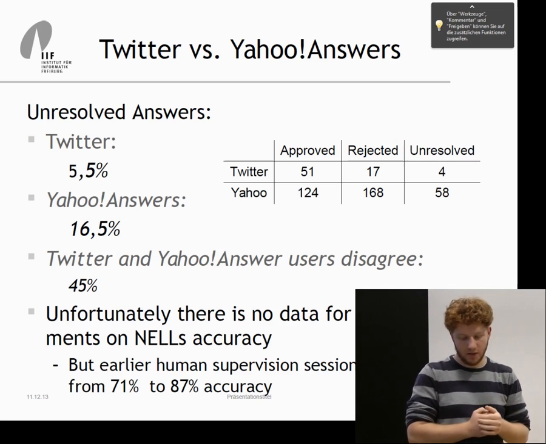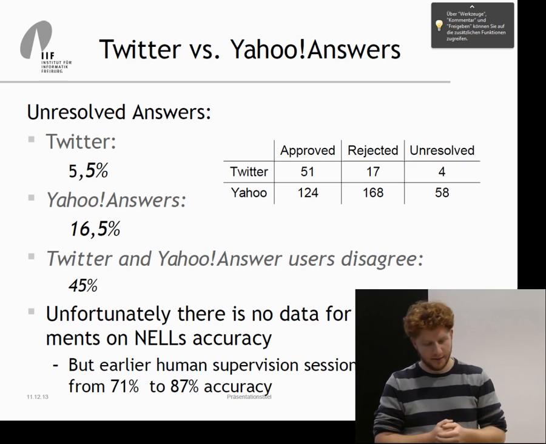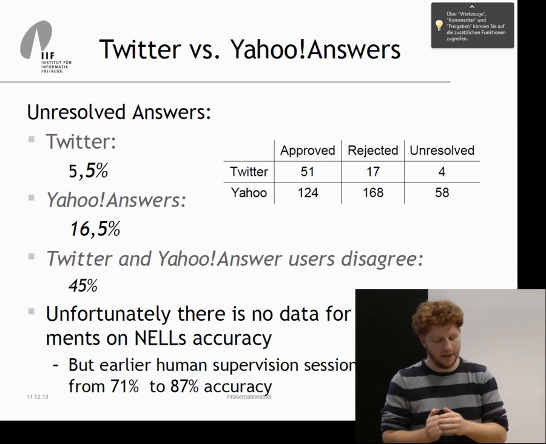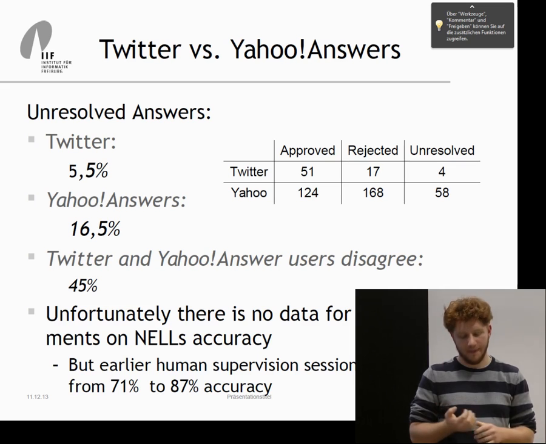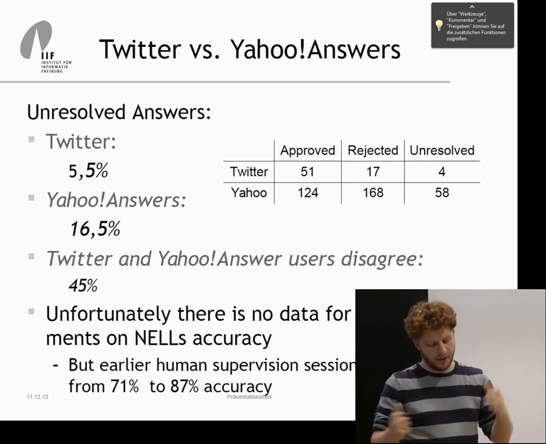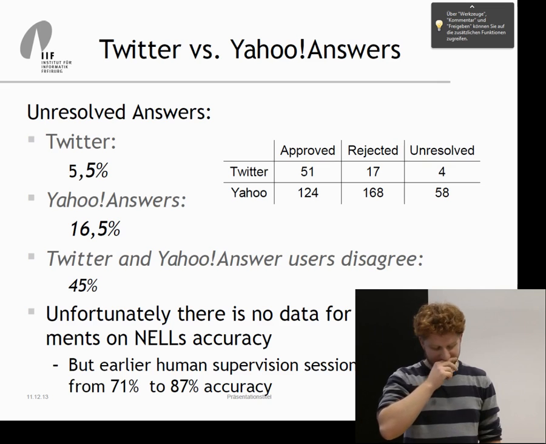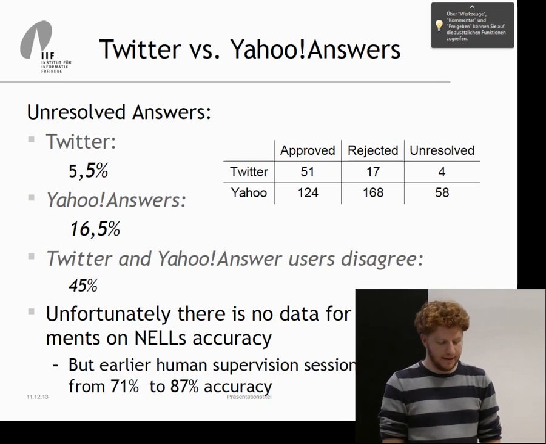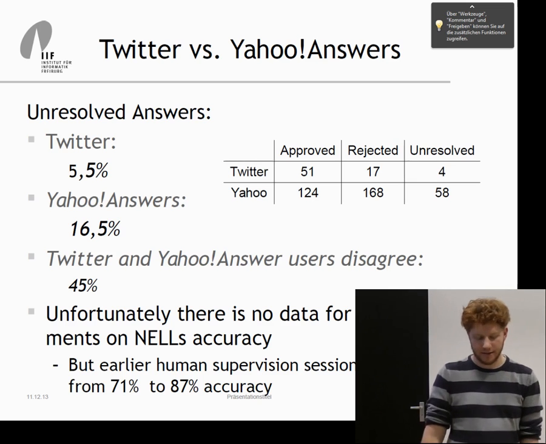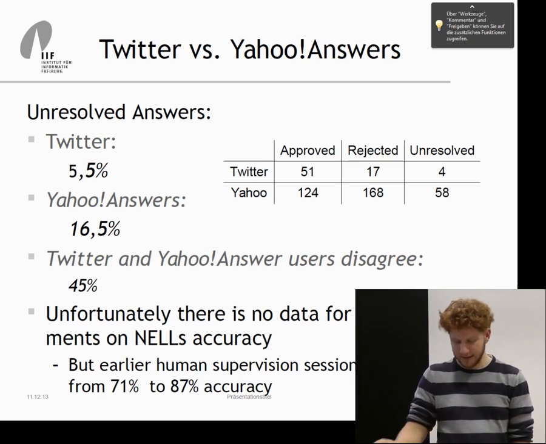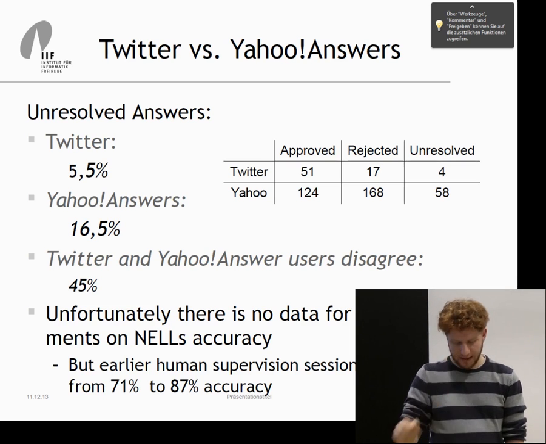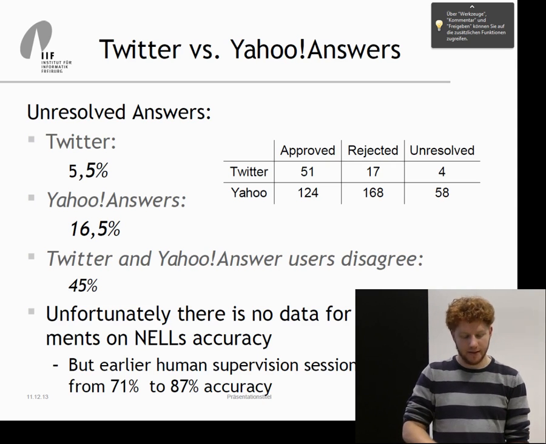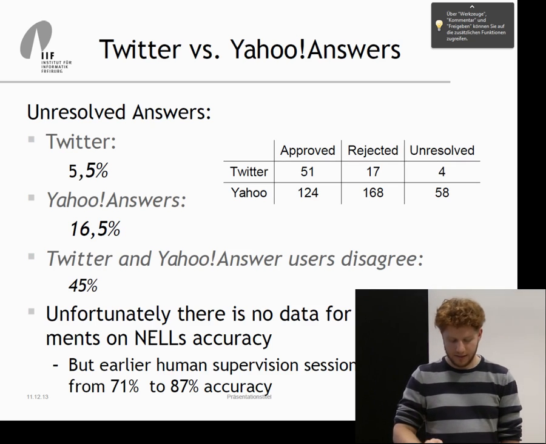Unfortunately, there's no data on how this active seeking procedure improves the accuracy of NEL, but in an earlier version of NEL, there was a weekly human supervision. So every week, there were some researchers who tested some facts and said this fact is correct and the other is not. And so with just 5 minutes per week, we could improve the accuracy from 71 to 87%. And so I think that this community approach would even get better accuracy.